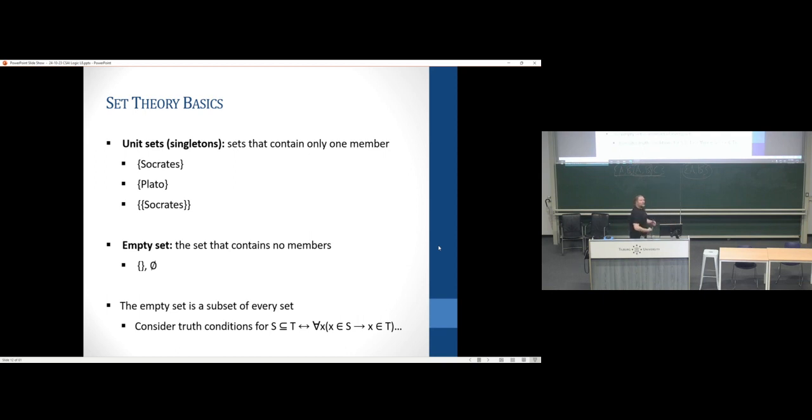We can talk about unit sets or singletons. These are sets that contain only one member. So for example, you have singleton Socrates, singleton Plato, or this one. What's the one member of this set? Yeah. This is singleton Socrates, the set whose one member is the one-membered set with only Socrates as a member.